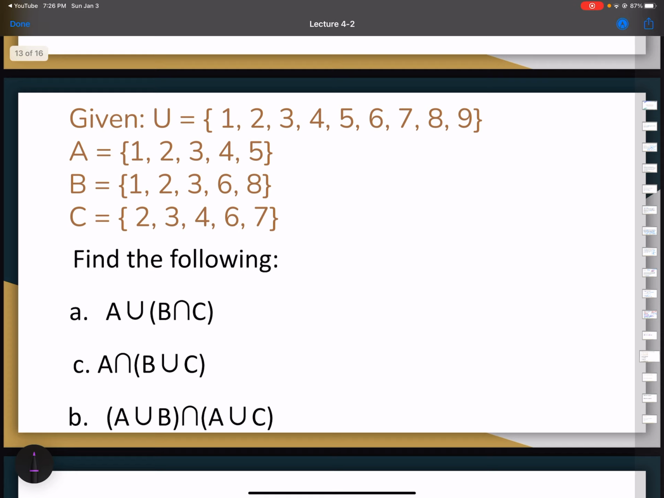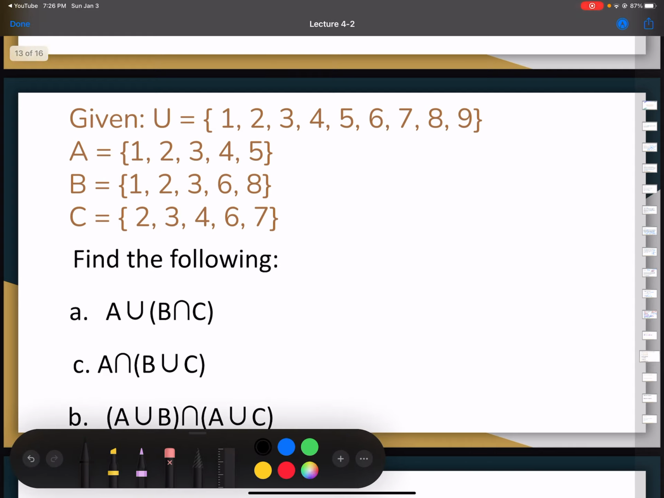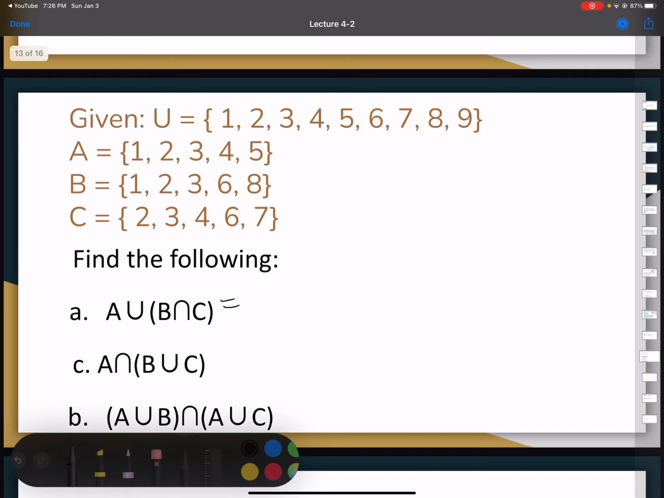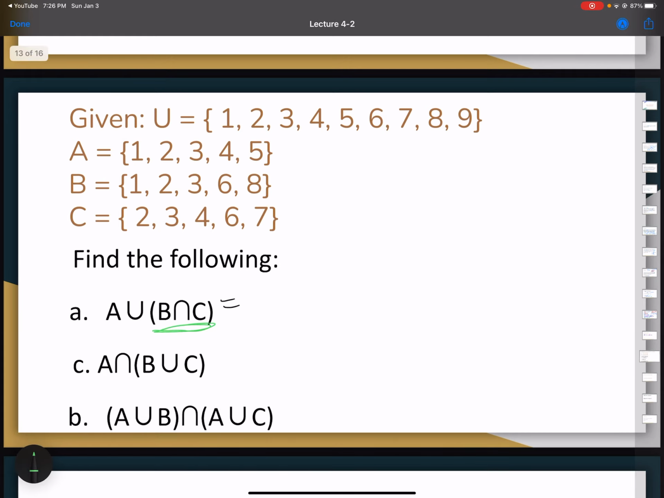So now this is just a quick set of problems. You can try them on your own, but we will do them now. A union B intersect C. So we follow the same rules of math. We say, what should we do first? Well, I see that this is in parentheses. And if I'm learning PEMDAS, I know parentheses is the first letter. So the first thing we'll look for is B intersect C.